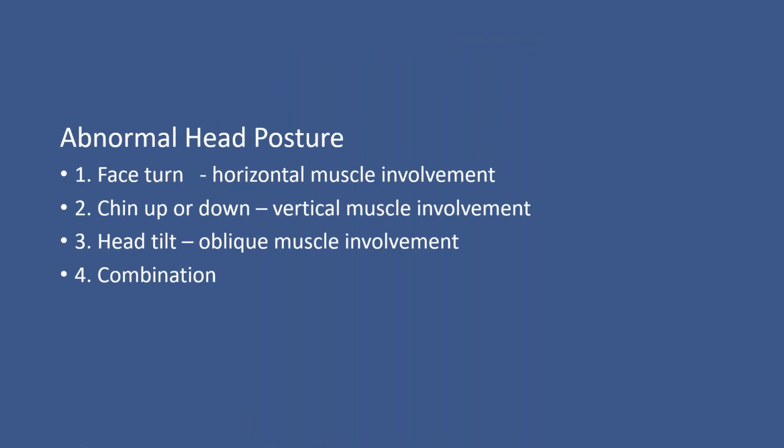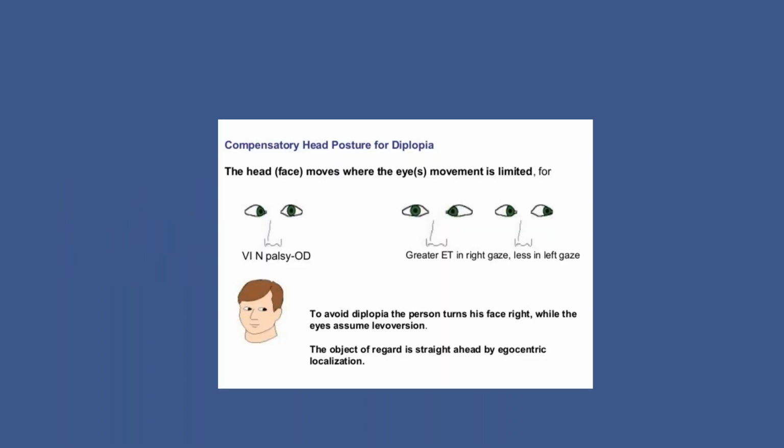Abnormal head posture can be either of these three things. Either it can be a face turn, which is usually seen in horizontal muscle involvement. There can be a chin up or down position, which can be seen in vertical muscle involvement, or there can be head tilts, which is seen in oblique muscle involvement. Or if multiple nerves or muscles are involved, then it can be a combination of all these three. So we look at this one example over here.